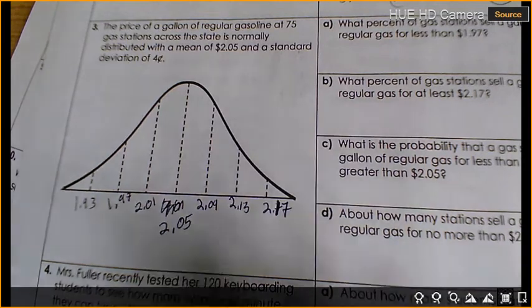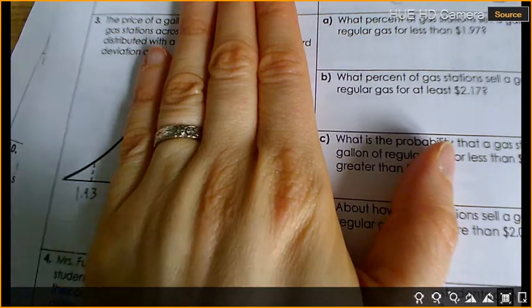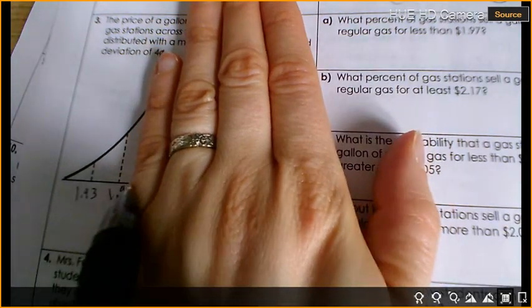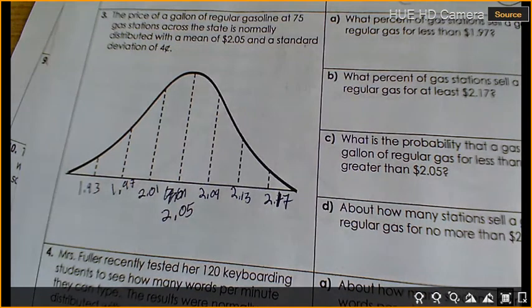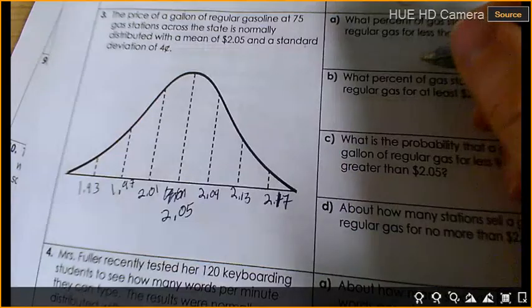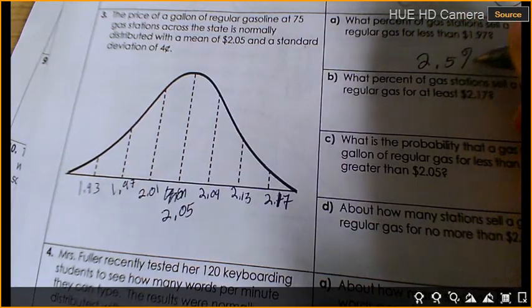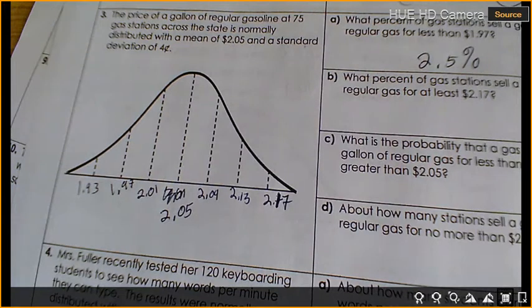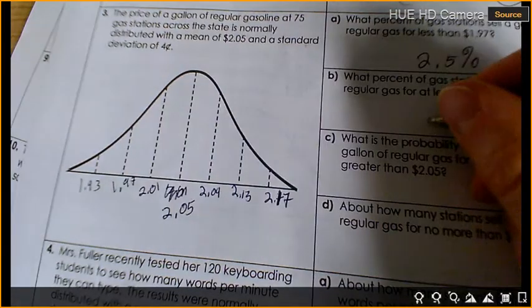Okay. A, what percent of the gas stations sell a gallon of regular gas for less than 1.97? So it's this over here. Those 2 spots. 2.35 plus 0.15 gives us 2.5%. Just like Aaron said out loud. Okay. What percentage of gas stations sell a gallon of gas for at least $2.17? 0.15, yes.